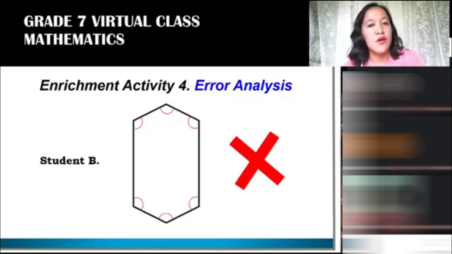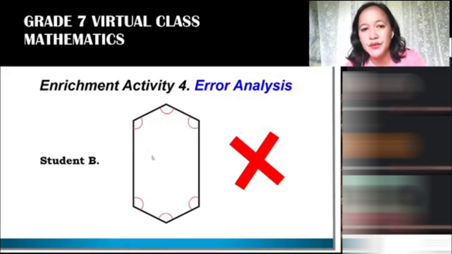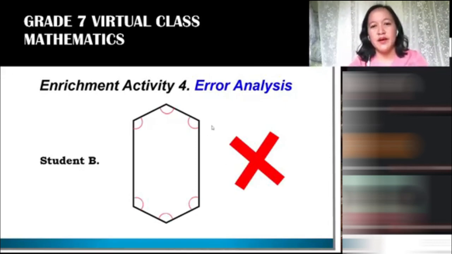The student is also wrong. Saan kaya siya nagkamali? Although pare-parehas sa kanyang drawing ang measure ng angles, okay, but bakit kaya this figure is not a regular octagon? Because, so look at the sides. Okay, sides are not congruent. Kung mapapansin nyo, these two parallel sides are longer than the other pairs of sides. So it is not equilateral. Doon nagkamali si student B.